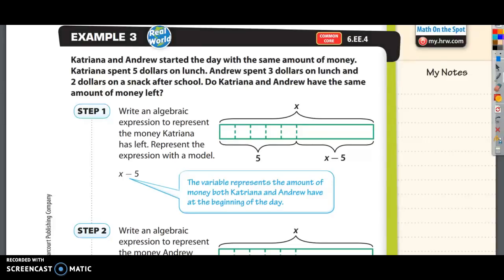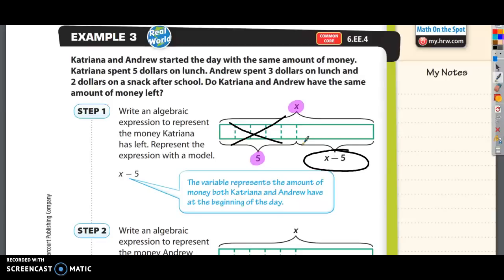And she started the day with a certain amount of money. And then she spent 5. So how much does she have left? Well, if she spent 5, that means this is gone. So if it's gone, she doesn't have x anymore. She has x minus 5. So that's how much money she has left.